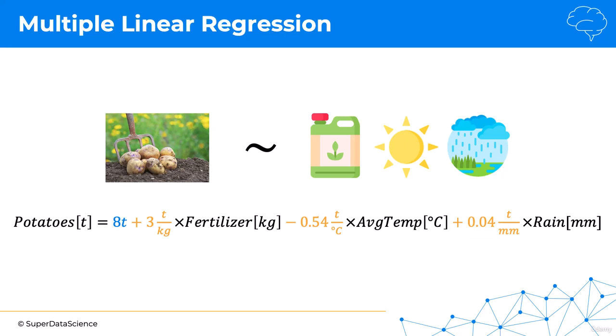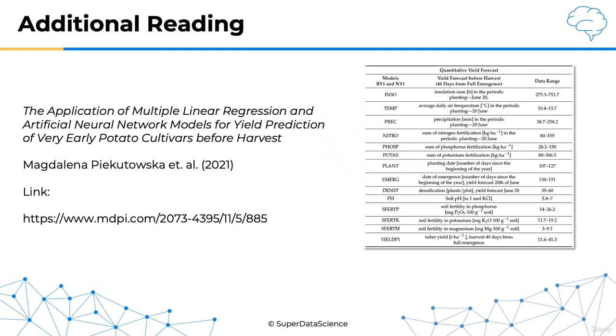But if you wanted to learn more about potatoes and specifically the applications of multiple linear regression, here's a research paper that you might be interested in. It's called The Application of Multiple Linear Regression and Artificial Neural Network Models for Yield Prediction of Very Early Potato Cultivators Before Harvest. So this paper combines multiple linear regression and neural networks.